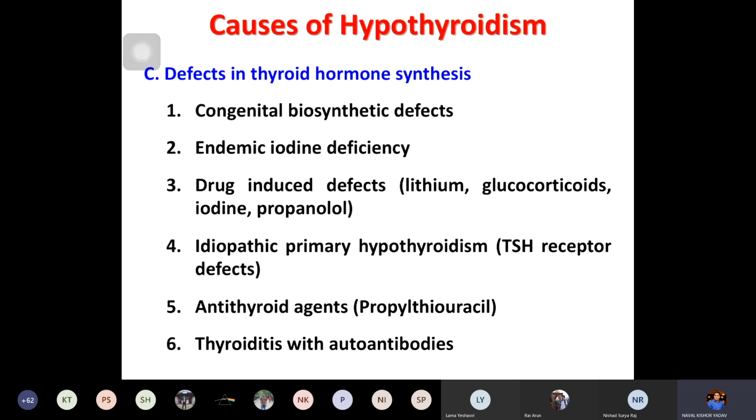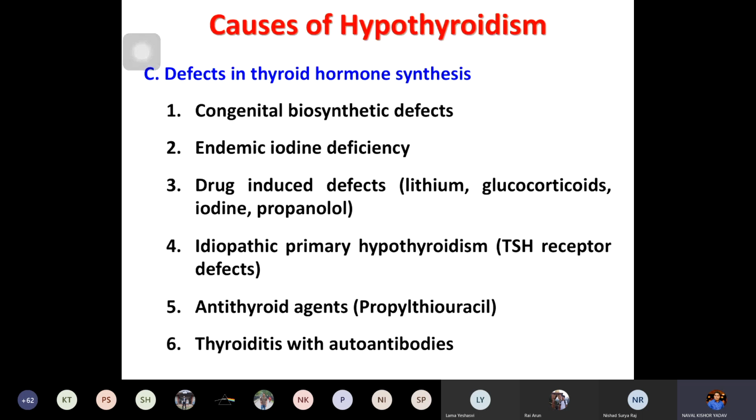Other causes like defects in the thyroid hormone synthesis lead to hypothyroidism, like the congenital biosynthetic defects, endemic iodine deficiency, and drug-induced defects, like lithium, glucocorticoids, and iodine. So these are the few drugs which cause defects in the thyroid hormone synthesis and lead to hypothyroidism.